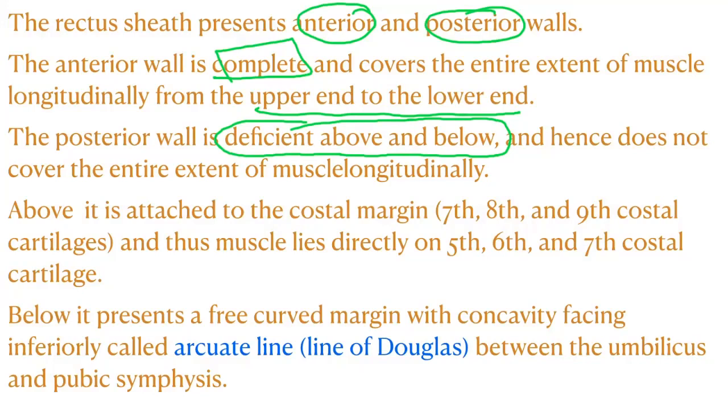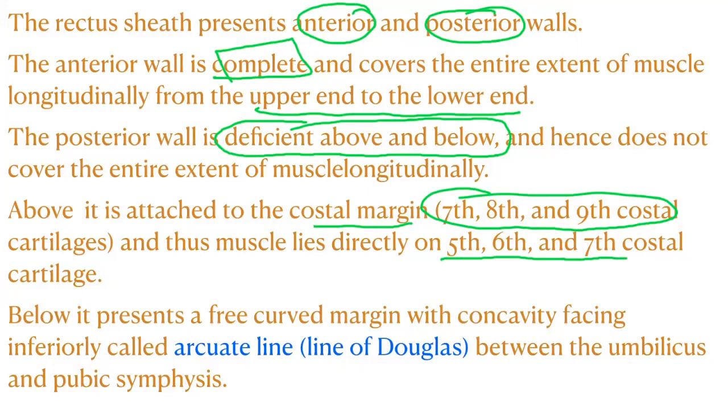Above it is attached to the costal margin, 7th, 8th and 9th costal cartilages, and thus the muscle lies directly on the 5th, 6th, 7th costal cartilage. That means because the rectus abdominis is attached to the 7th, 8th and 9th costal cartilages, the rectus abdominis muscle lies directly on the costal cartilages, right? On the 5th, 6th and 7th costal cartilage.